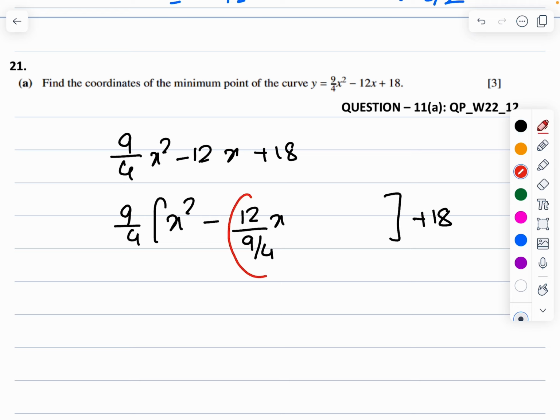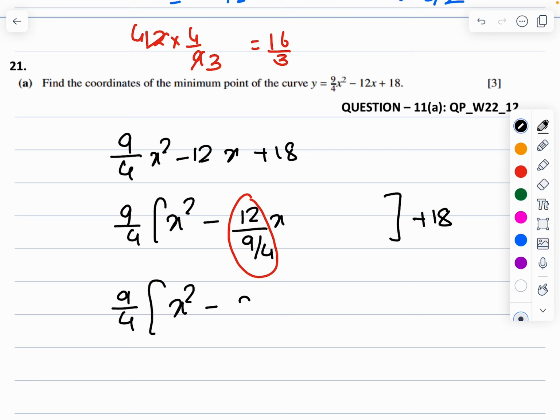So 9 divided by 9, 12 divided by 9 upon 4. So it becomes 12 times 4 upon 9. 3 times 3, 3 times 4. So it becomes 16 upon 3. So what does that become? 9 upon 4 x square minus 16 upon 3.